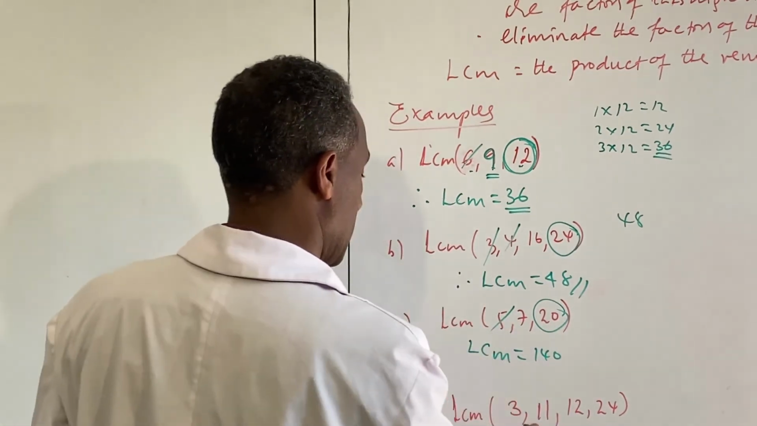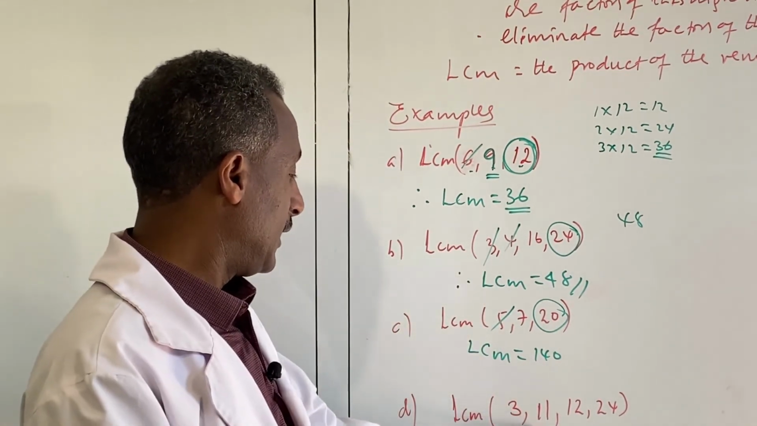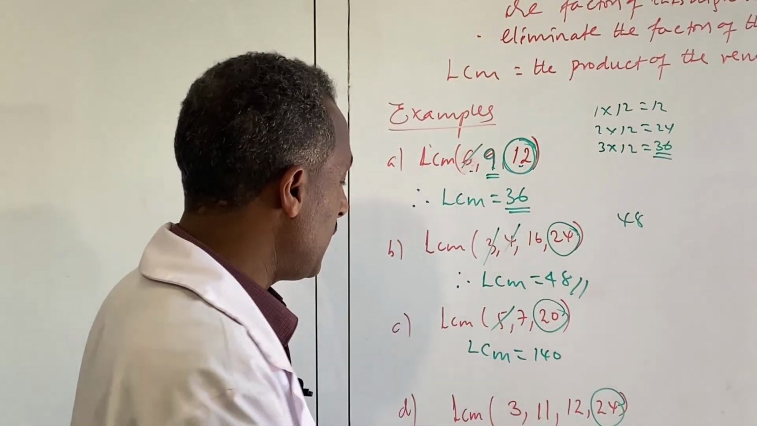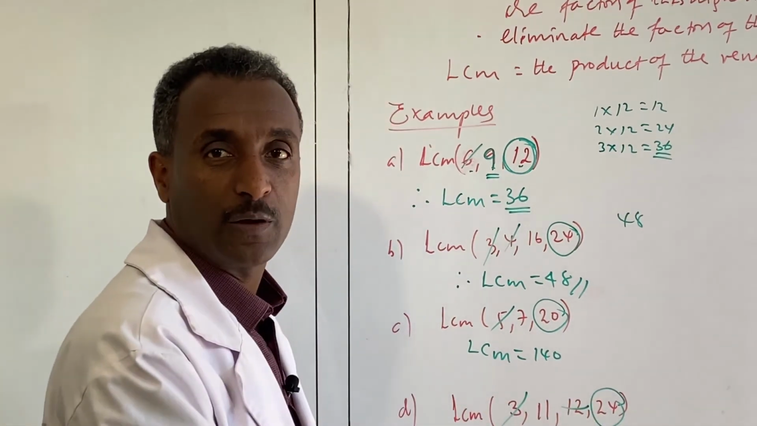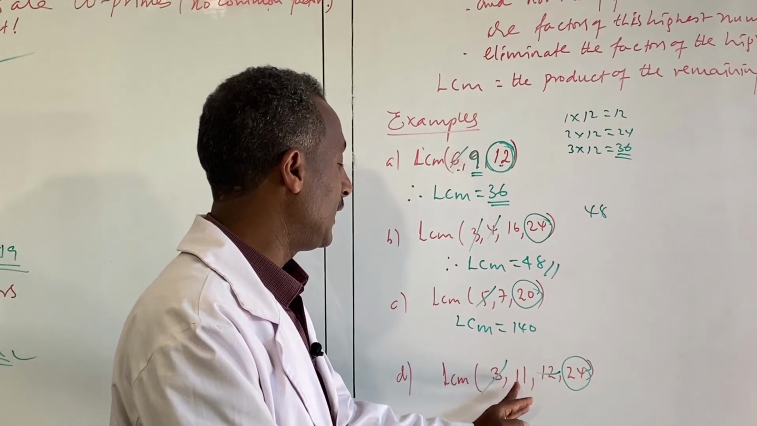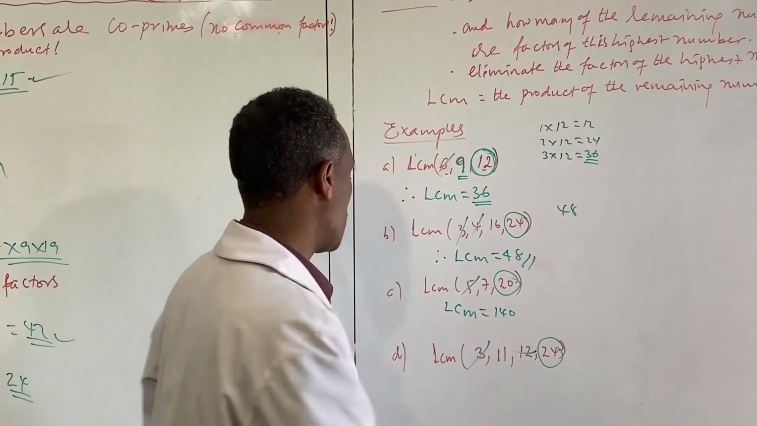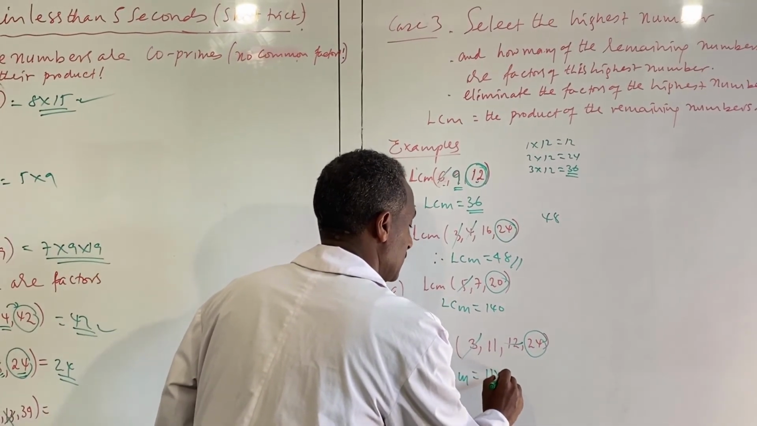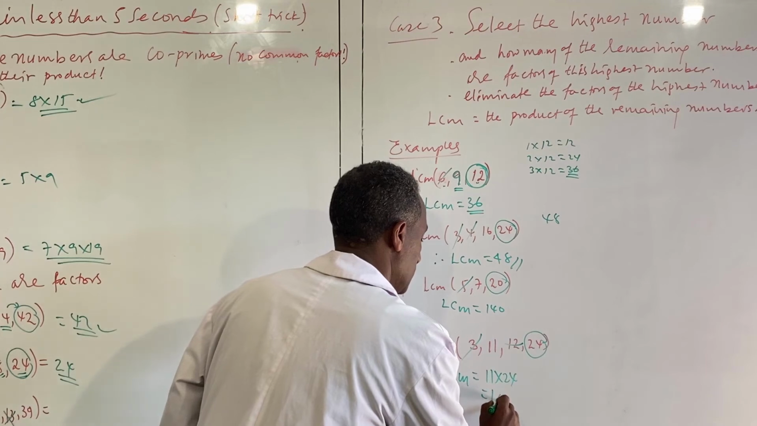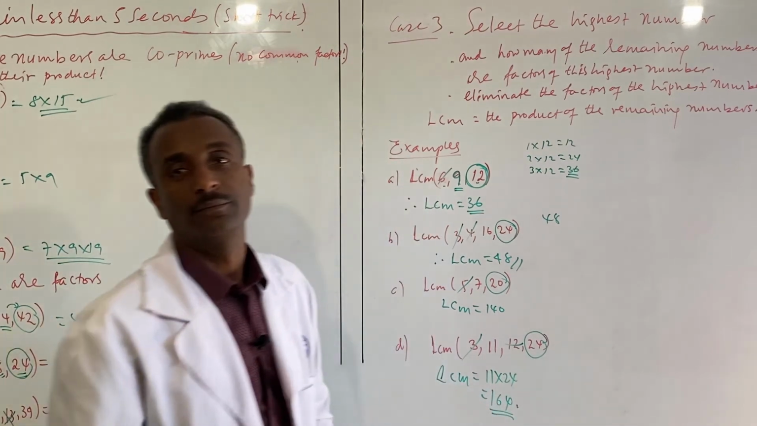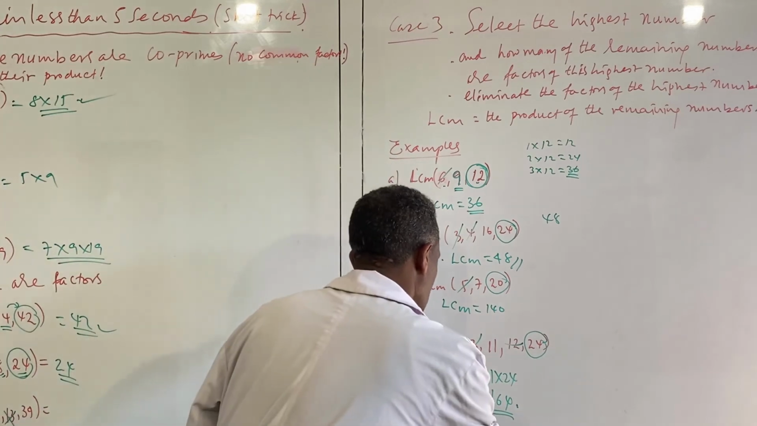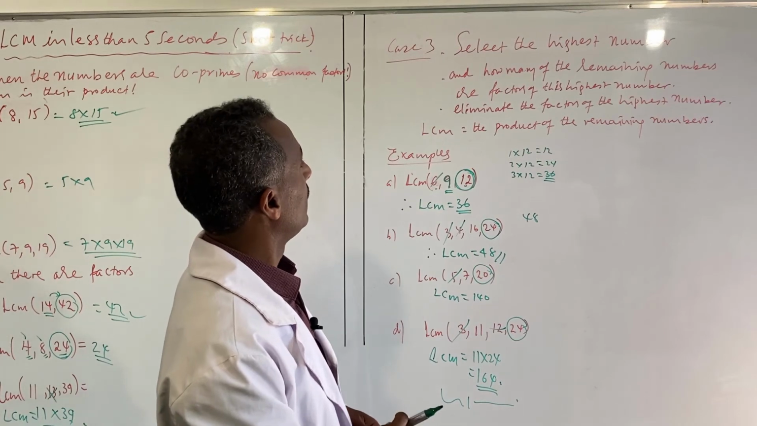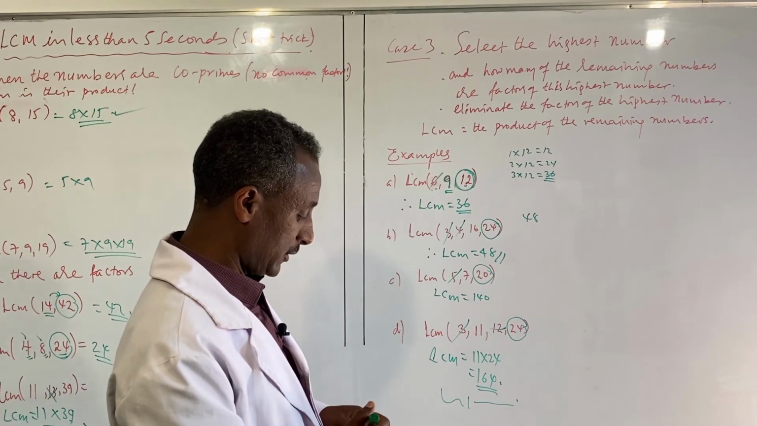Okay, and again here, 3, 11, 12 and 24. The highest is 24. Out of the remaining, 3 and 12 are factors of 24. We are left with only 11 and 24. So LCM will be simply 11 times 24, which is 264. So we can easily find the LCM of some numbers using this technique in a very short time. That's enough for today.